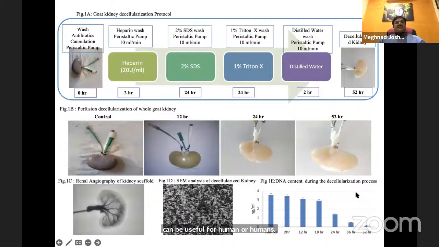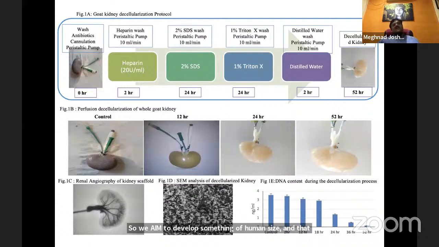So what we have done here, we have standardized this format using goat kidney, because goat kidney is human size. We aim to develop something of human size that can be translated to the clinical setting. This is a simple process of tissue engineering. First, we remove all the cells from the organ so that you have a skeleton. We have developed a protocol by which you can remove the cells, which starts from a heparin wash followed by 2% SDS.